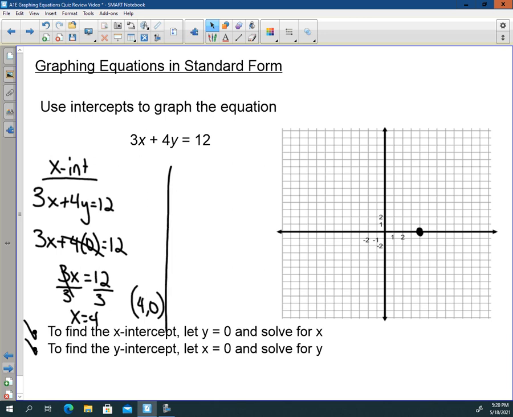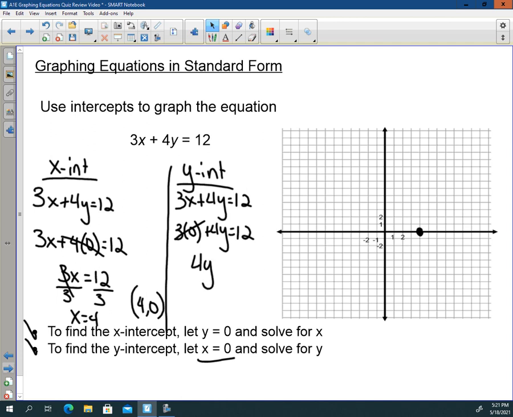And then the next thing to do is the y-intercept. Well, that is going to be where x equals 0. So we take our equation, 3x plus 4y equals 12, and this time we put a 0 in for x. And so we have 3 times 0 plus 4y equals 12. Then that goes away because 3 times 0 is 0, so we have 4y equals 12 left over. Dividing by 4 on both sides gives us that y equals 3. And so when x is 0, y is 3, and our point is at 0, 1, 2, 3 right there.